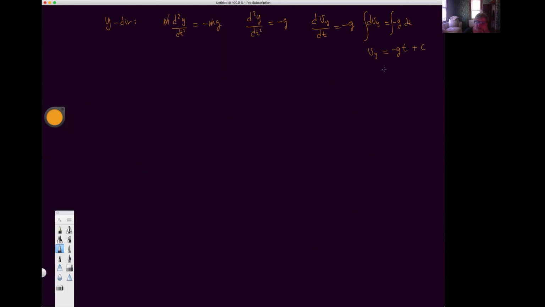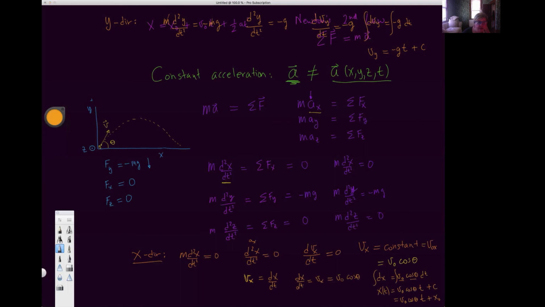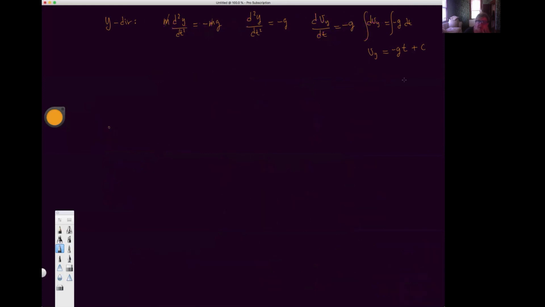And again, if we go back and look at our plot here, that should be V0 sine of theta. Go back here. Okay. And so I'm going to write this as V0y = -gt + V0 sine of theta. Great. Okay, but we're not done yet because we still don't have y as a function of t.